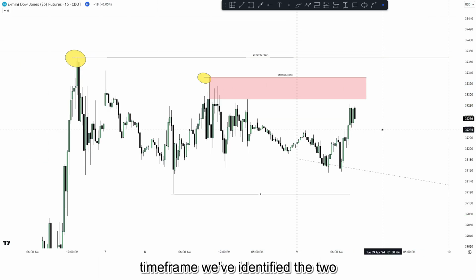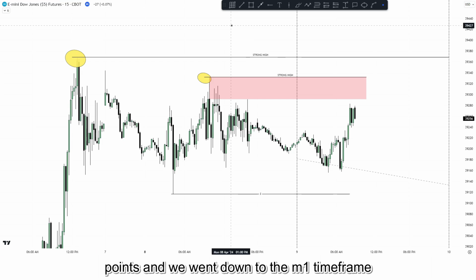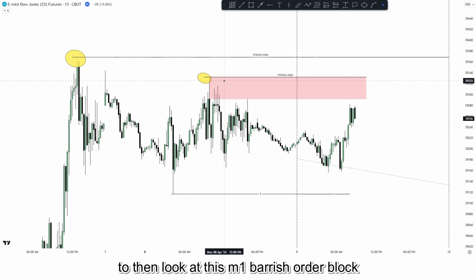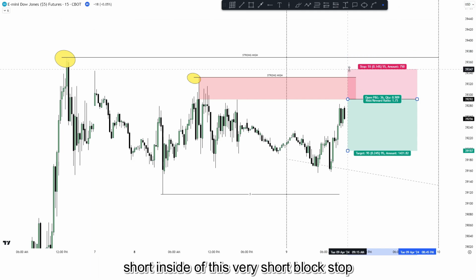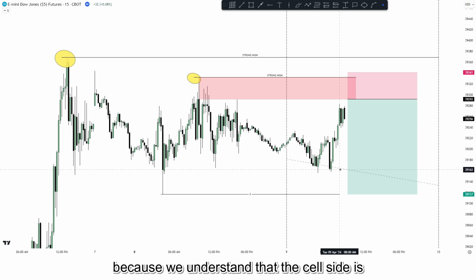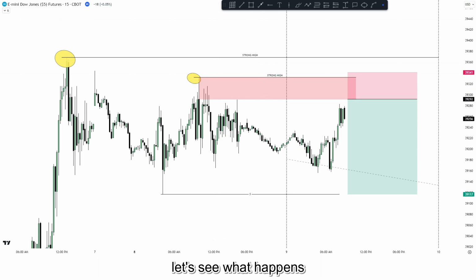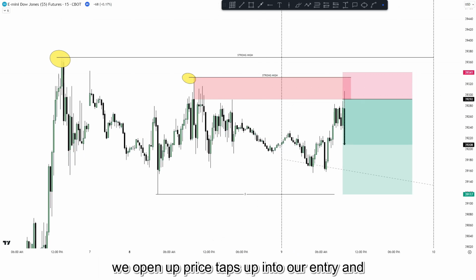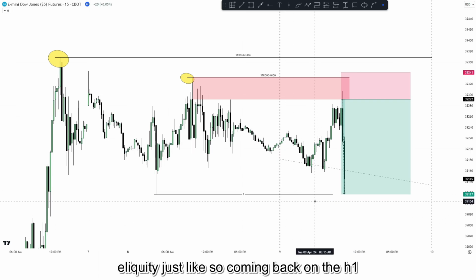Now coming into the M15 time frame, we've identified the two intermediate term highs as strong high points, and we went down to the M1 time frame to then look at this M1 bearish order block. So as the market opens up, I'd like to get short inside of this bearish order block, stop loss above this high, targeting this sell side liquidity pool, because we understand that the sell side is the weakest link and these high points should now be respected. Let's see what happens. We open up, price taps up into our entry, and then take profit is hit down into sell side liquidity, just like so.